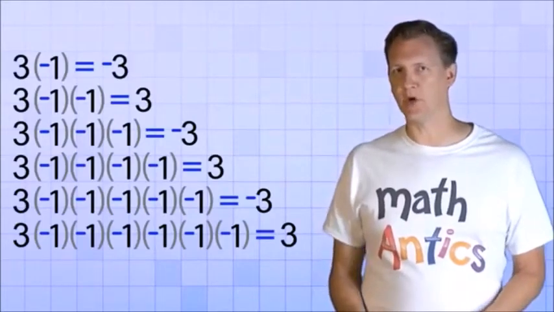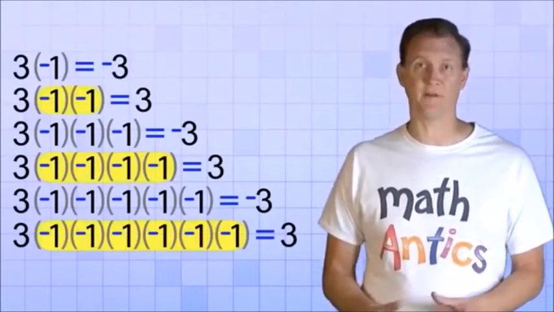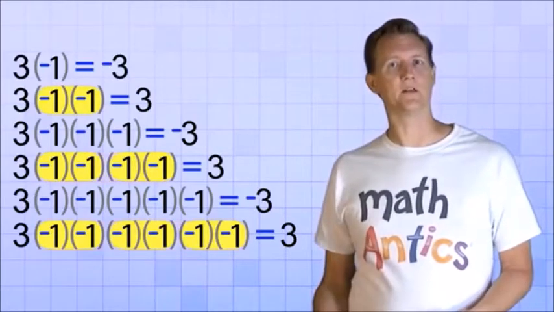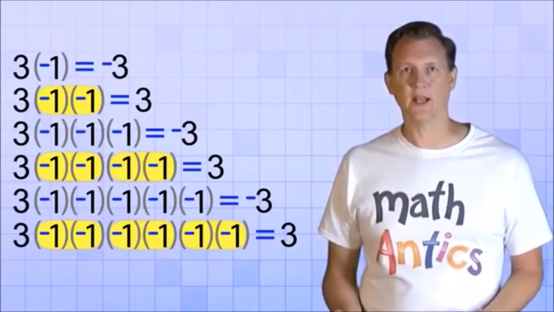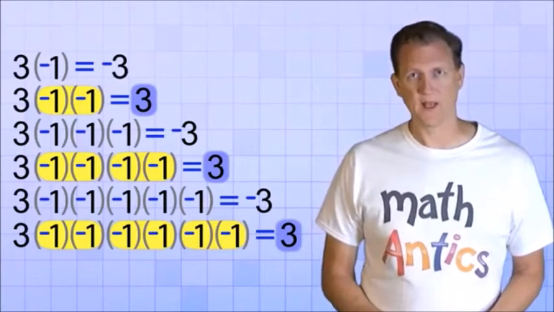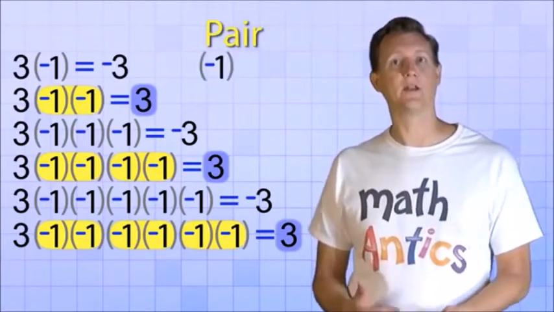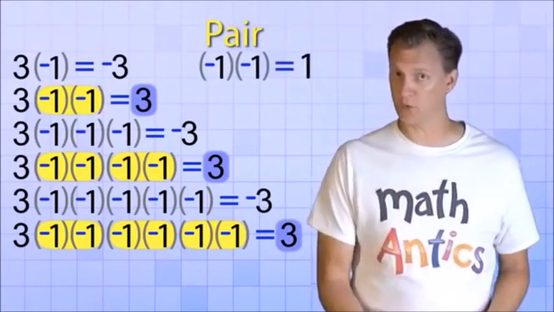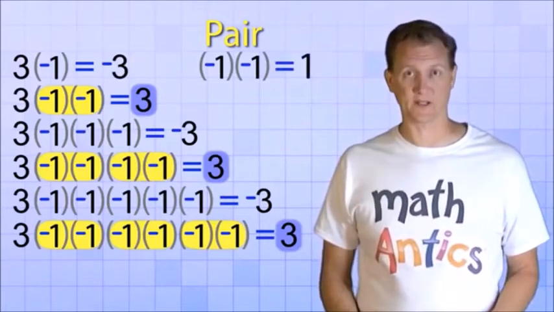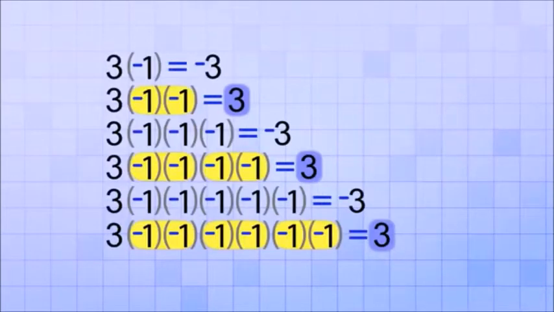In a multiplication problem, if you have an even number of negative factors, they'll form pairs that will balance each other out and will give you a positive answer. That's because the pair negative 1 times negative 1 just equals 1, which has no effect on the answer. But if you have an odd number of negative factors that are being multiplied together, after you balance out all the pairs, there will always be one negative factor left over that will give you a negative answer.